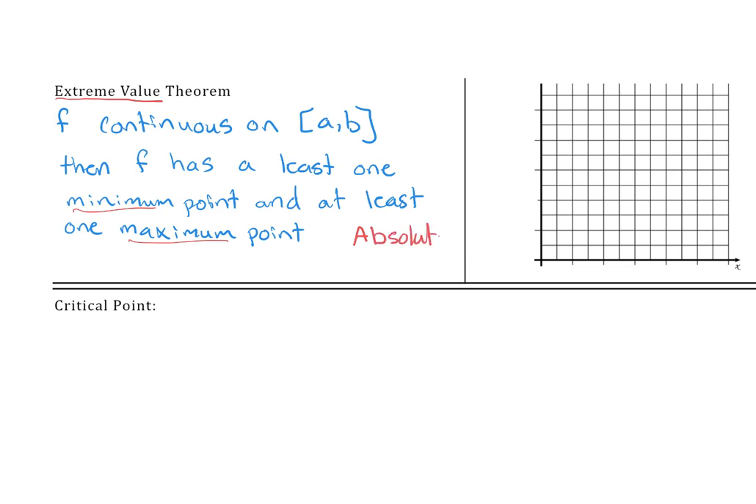The absolute values, absolute max, absolute min, those are called global extrema. And then the relative max and min are called local extrema. Okay, going to sketch a point. I'm going to just get my endpoints on there, and then I'm just going to kind of sketch a curve here.